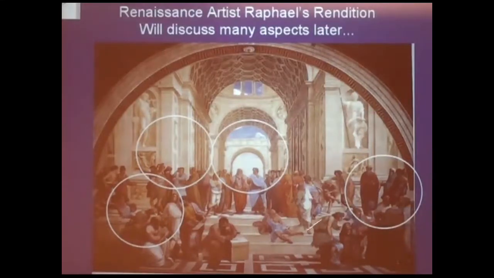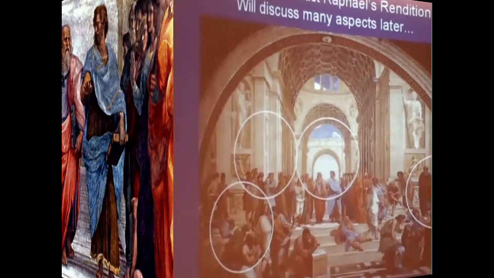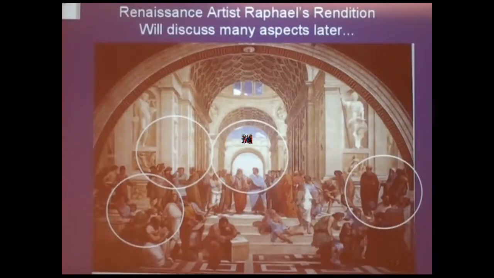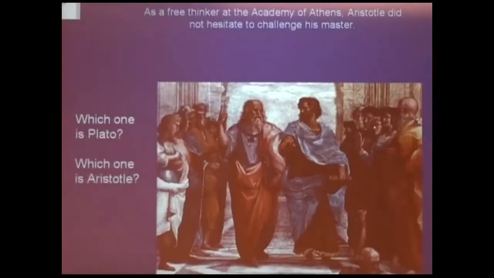So here again is my famous painting of Raphael's, painted in the Renaissance, where I showed you this group of thinkers here, and now I show you this group of thinkers. And one of them is Plato and one of them is Aristotle. So which one is Plato and which one is Aristotle? So who's this guy? Plato. Why do you pick him to be Plato? Because he's older. All right.